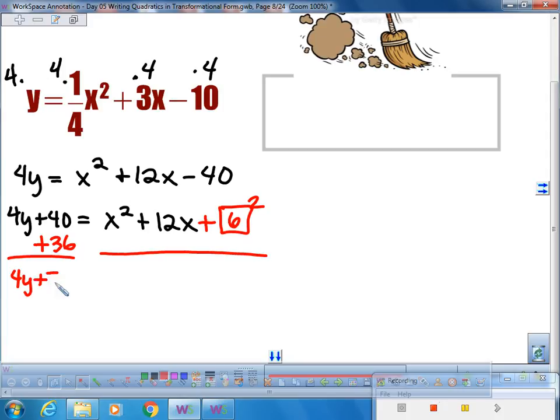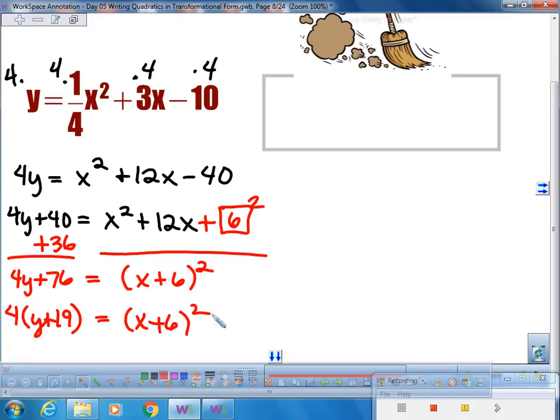4y plus 76 equals x plus 6 squared. Is there a 4 in 76? There can't be. Is it 19? You're right. Okay. So when I pull out a 4, I get y plus 19 equals x plus 6 squared. It's not even that bad, right?